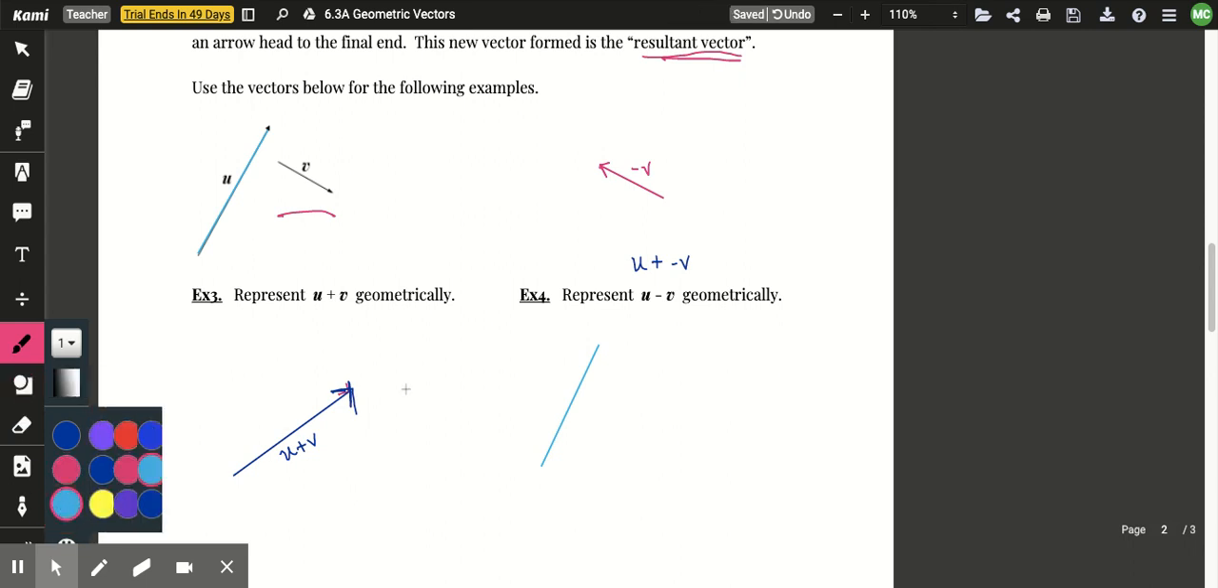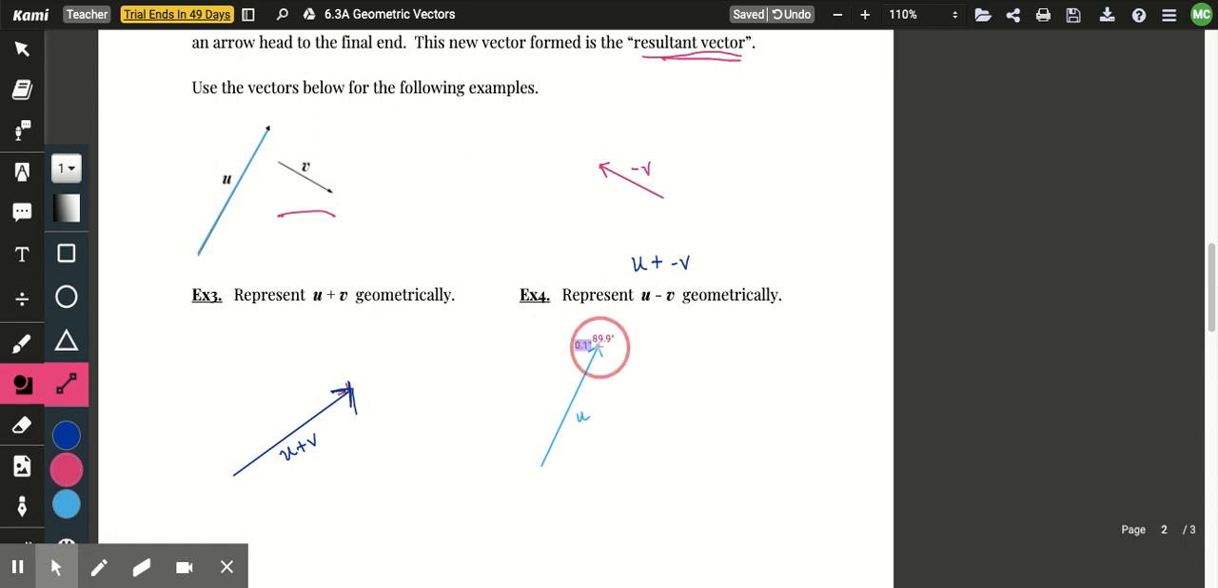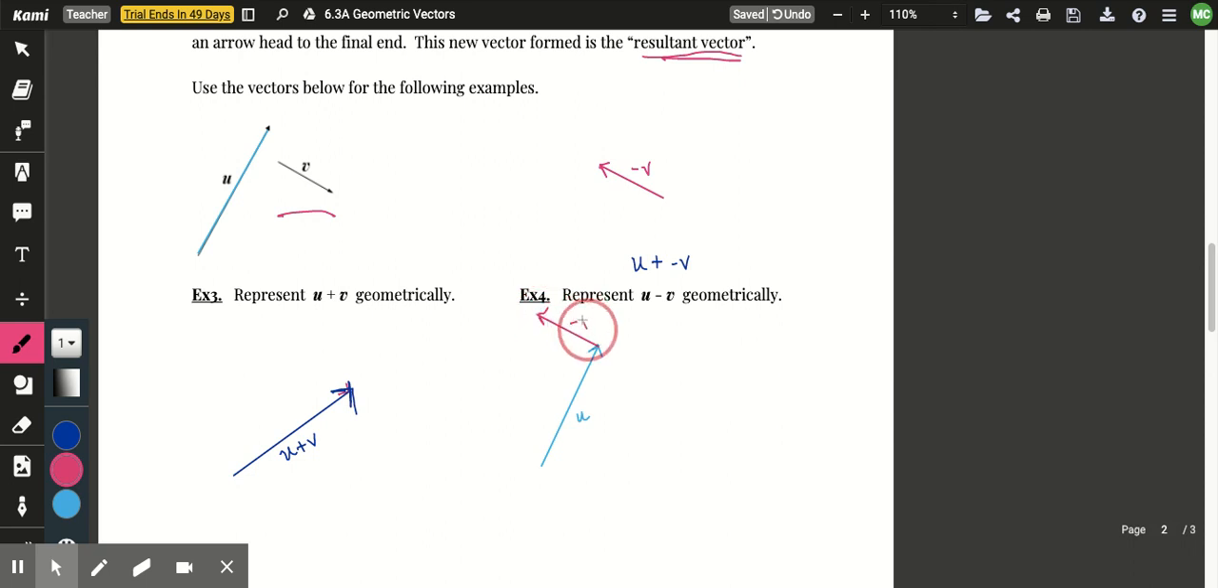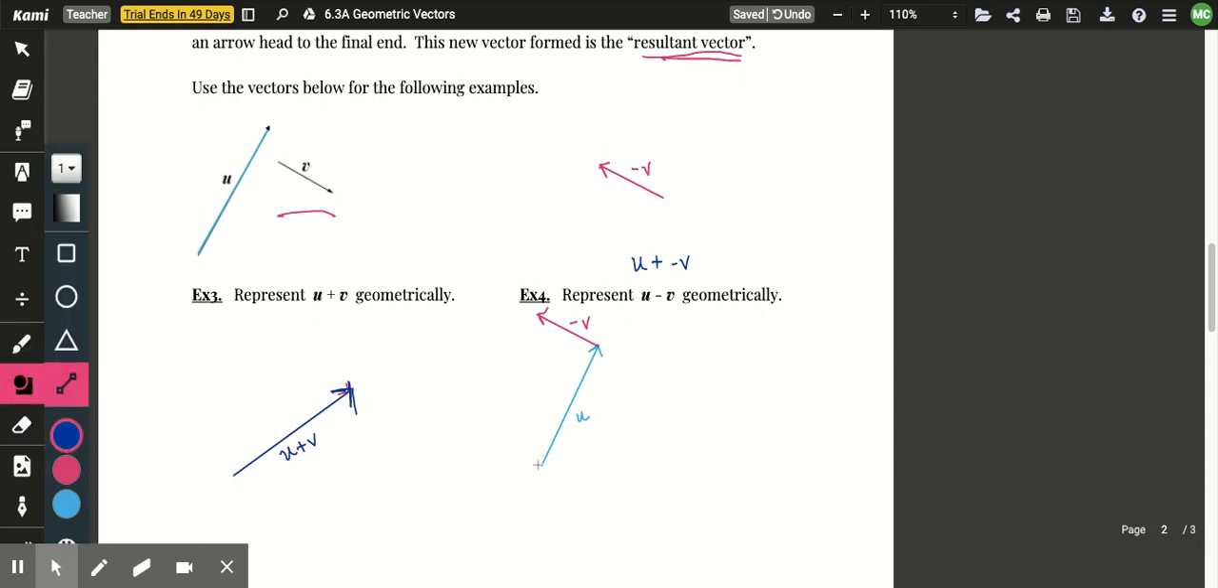Alrighty. So when I was drawing that first vector, I forgot to put the head on it. There we go. So there's my u. And I'm going to add to that the opposite of v. So I'm starting at the head of u, and I'm going to draw in the opposite of v, and then put in the directional arrow on that one. So this one is the opposite of v. And then to get the resultant vector for this one, just like before, I need to connect the tail of u with the head of the opposite of v, and then show the direction there.